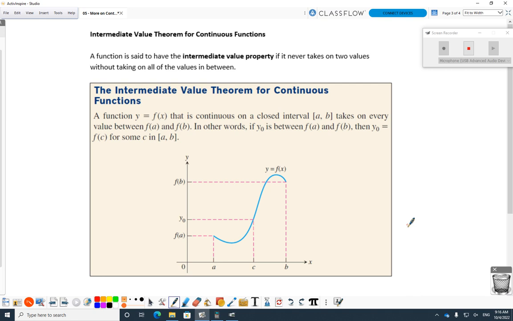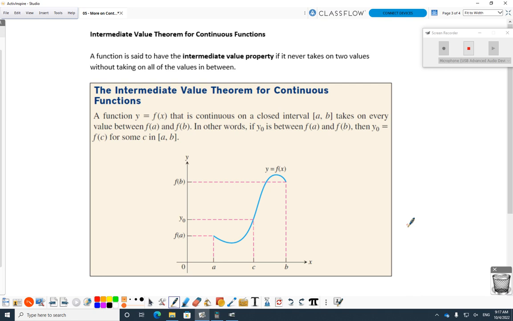I argue that if you've got some function that has to go from 2 up to 7 in its y values, it has to touch every number between 2 and 7. Eventually, it touches every number between 2 and 7, if it's continuous. There, that's the end of the story. This is the fancy version of it. A function is said to have the intermediate value property if it never takes on two values without taking on all the values in between. And they make it look really fancy, but it's as simple as what I just said.